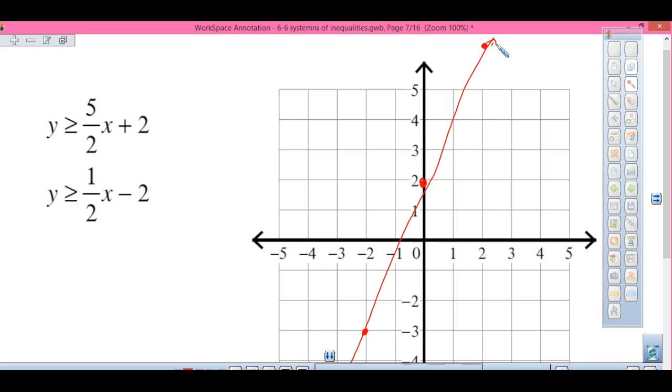Yeah, we test (0, 0). So we're putting in 0. Is 0 greater than or equal to 0 plus 2? Nope, it's less than, right? So that means we don't want it shaded right here, right? So where do I shade? It means I shade away from that. So before you shade, shade very, very lightly. Sorry, I didn't catch some of you fast enough.